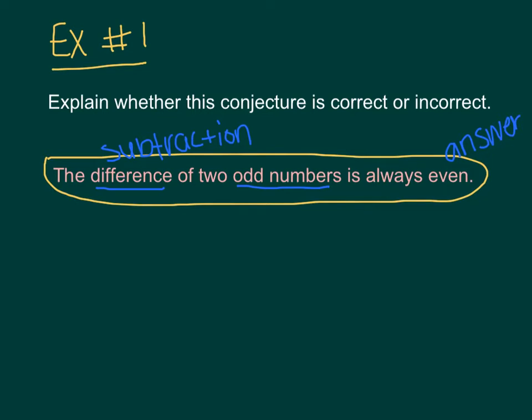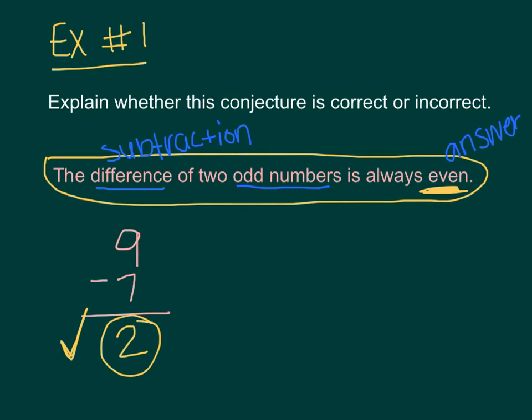And the way we're going to figure this out is to simply do some examples. So let's subtract two odd numbers and see if we get an even number. We're going to do 9 minus 7. If I have 9 and I take away 7, my answer is going to be 2. And 2 is an even number. So that would be true. The difference of two odd numbers is even.